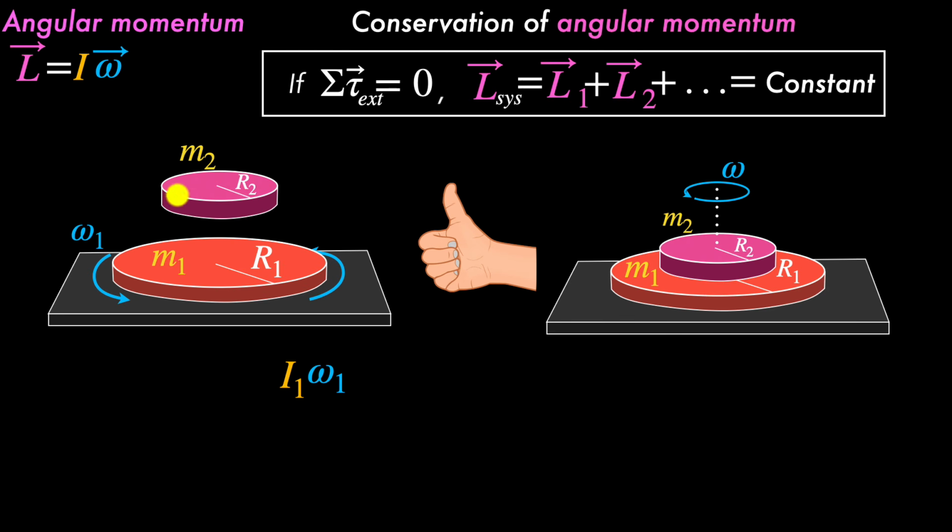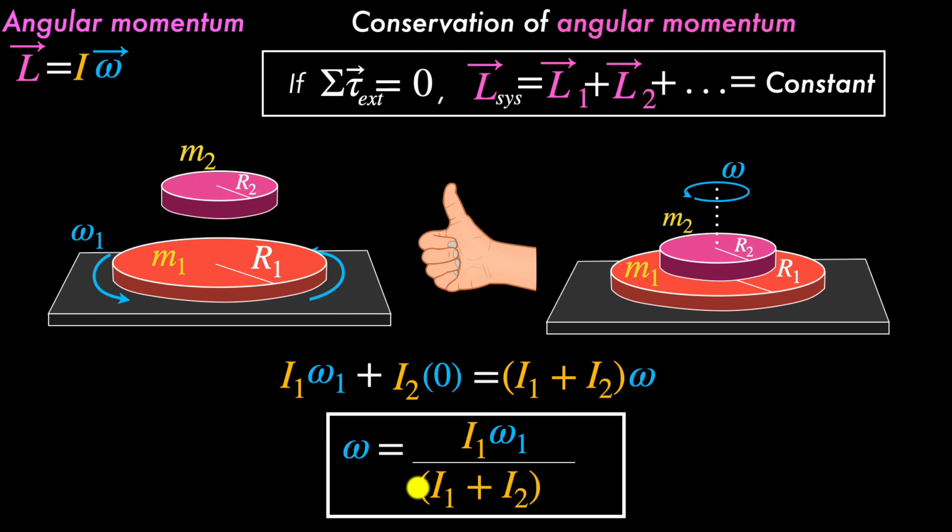Plus the angular momentum of this one, which is just 0, I2 times 0. That should equal the final angular momentum, which is going to be the total rotational inertia, which is just I1 plus I2, times the final angular velocity. And look, just from this, I can calculate what that final angular velocity is going to be.